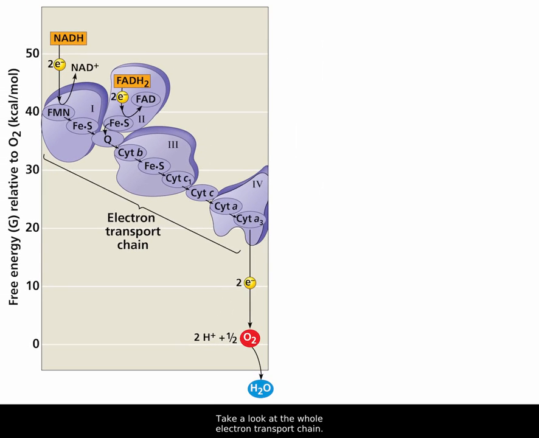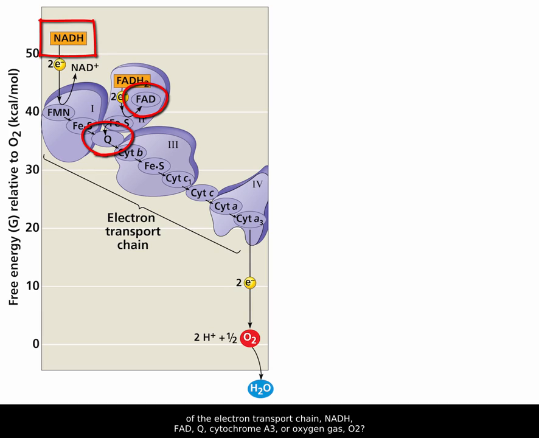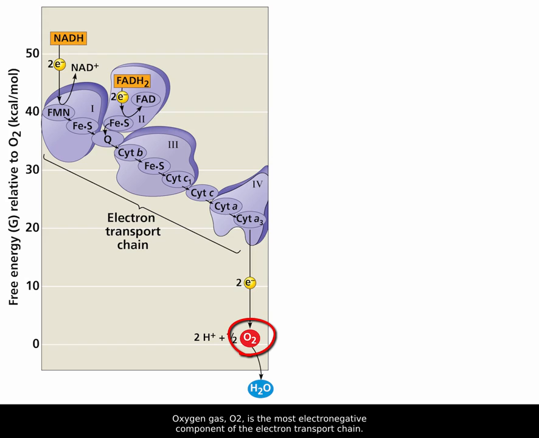Take a look at the whole electron transport chain. Of the following compounds, which is the most electronegative component of the electron transport chain? NADH, FAD, Q, cytochrome A3, or oxygen gas, O2? Oxygen gas, O2, is the most electronegative component of the electron transport chain.